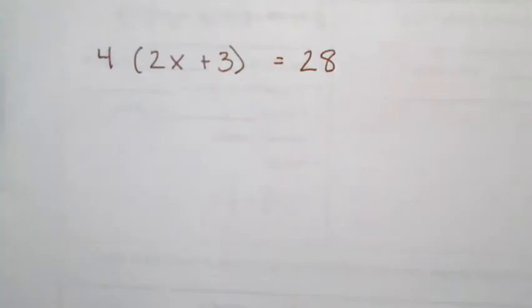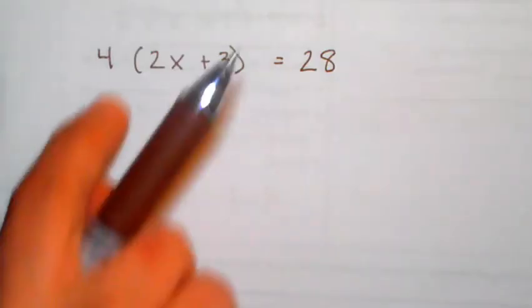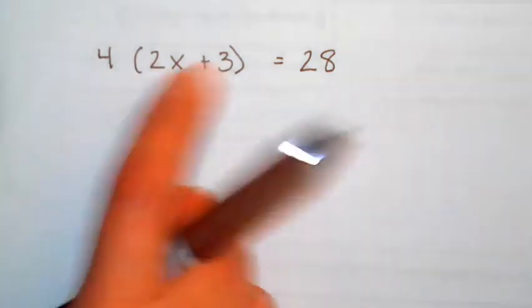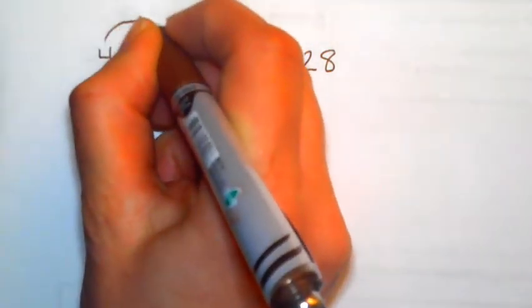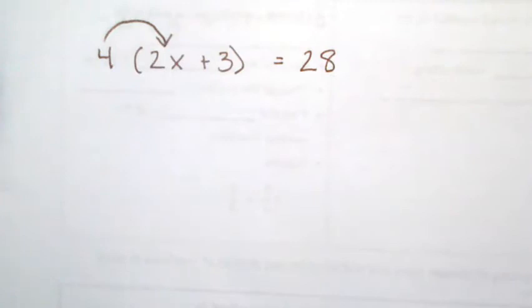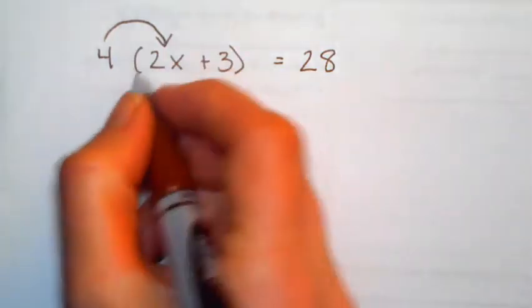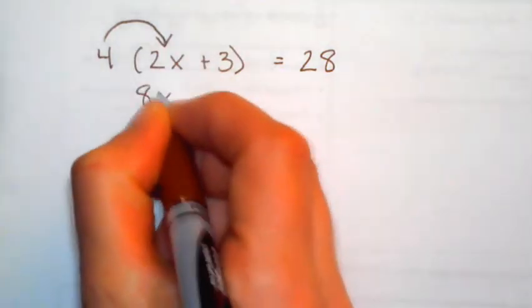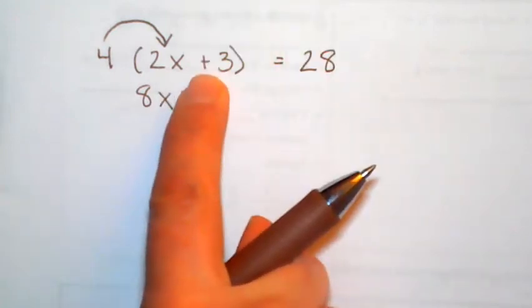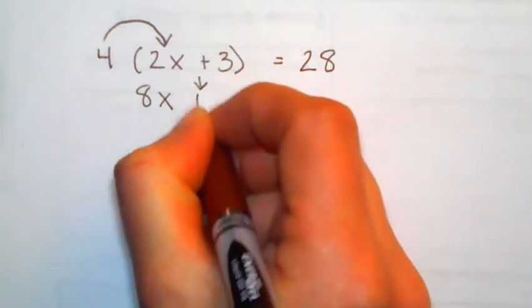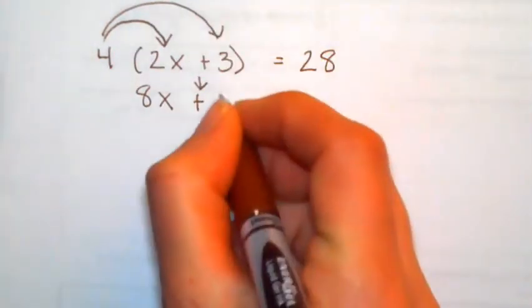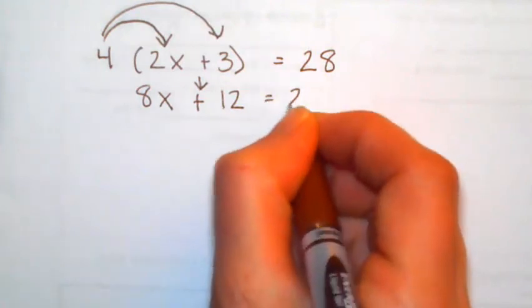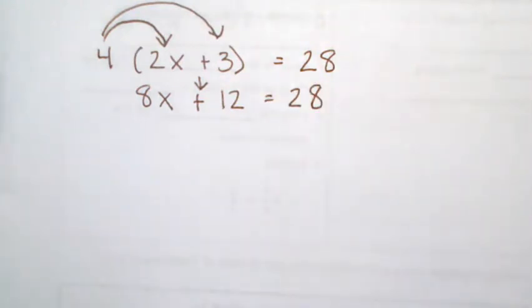And you probably remember the "say hi" multiply: that 4 has to say hi and multiply with all the terms inside. We can use rainbows to keep track of the multiplication. First, 4 is going to multiply with 2x. 4 times 2x is 8x. Drop down the plus. And then 4 times 3 is 12. And then just drop down the equals 28.